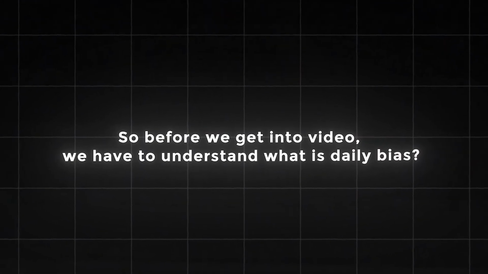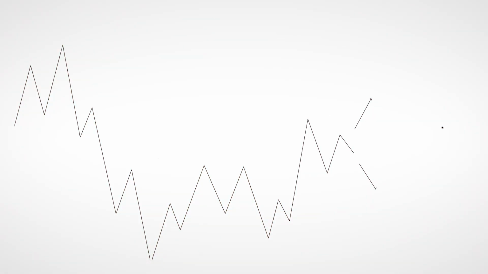So before we get into the video, we have to understand what is daily bias. Well, daily bias is simple. It's using context clues inside the marketplace to anticipate whether price has a higher probability of going higher or going lower. In this depiction, what do you see?